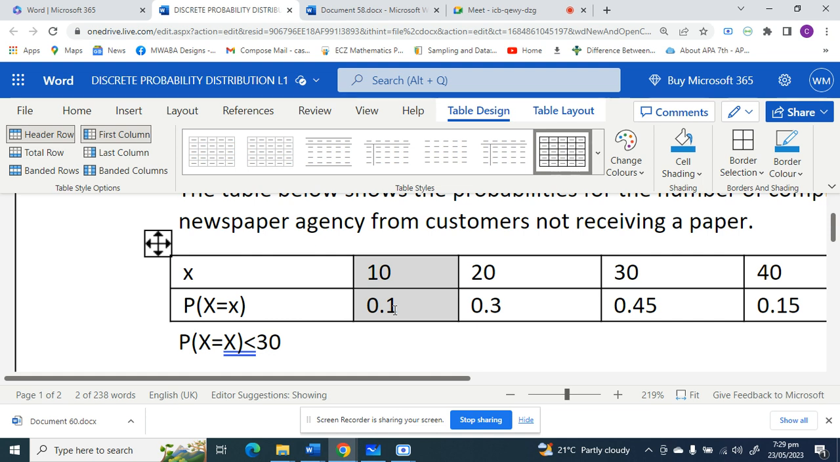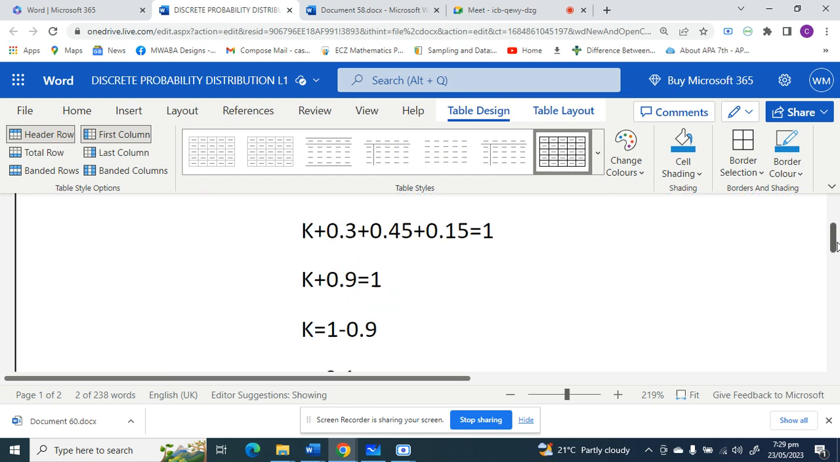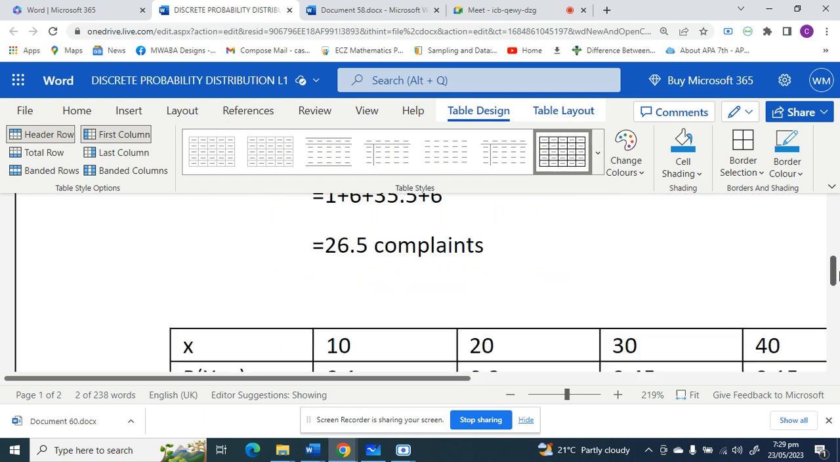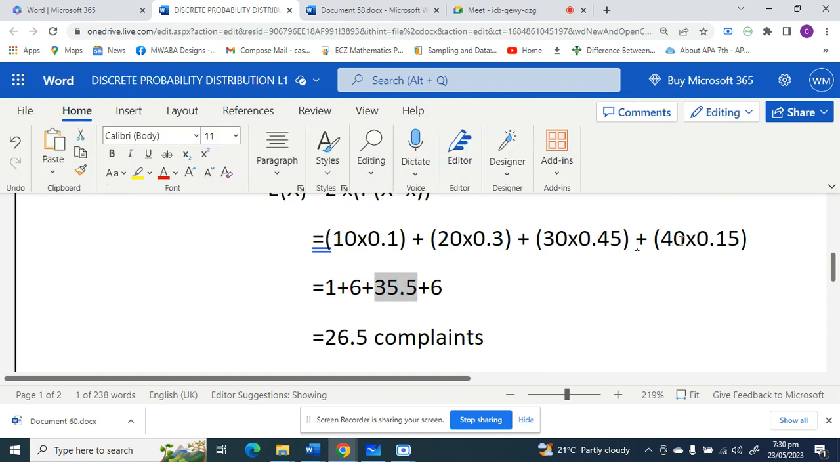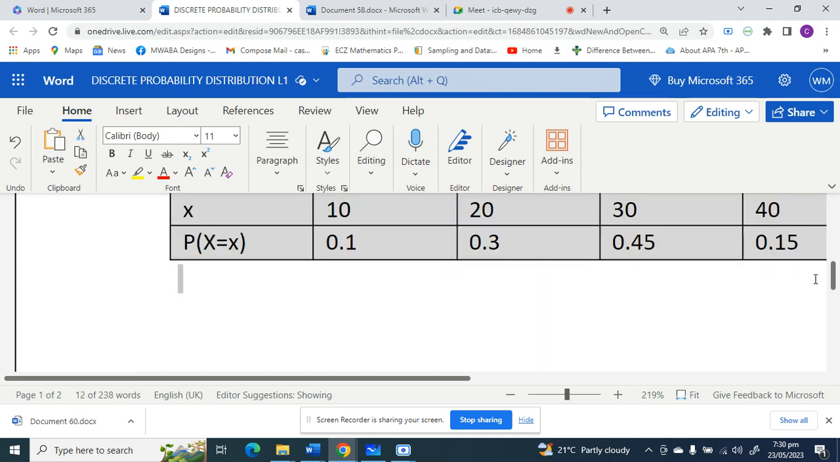Okay. So when you do that, which is represented here: 10 times 0.1 is 1, plus 20 times 0.3 is 6, plus 30 times 0.45 is 13.5, plus 40 times 0.15 is 6. You add this, you get 26.5.